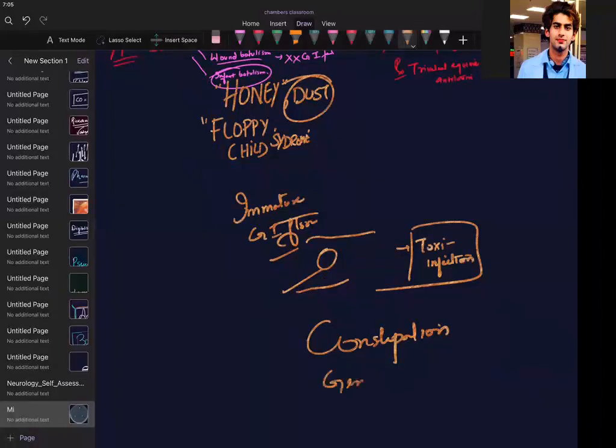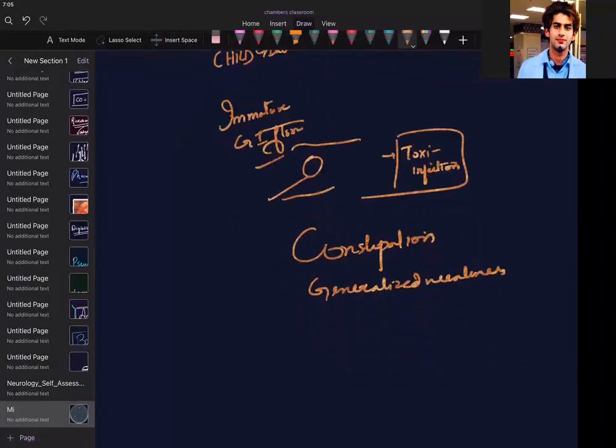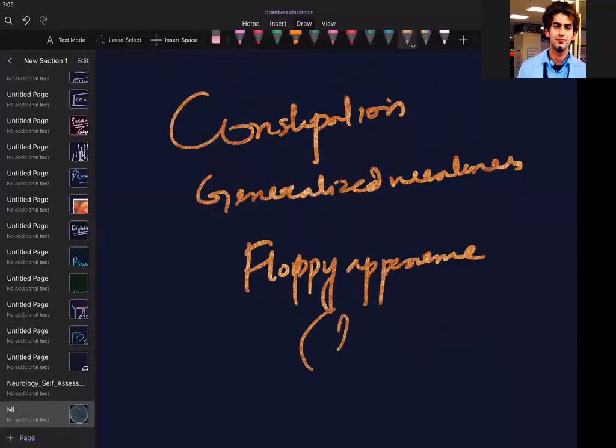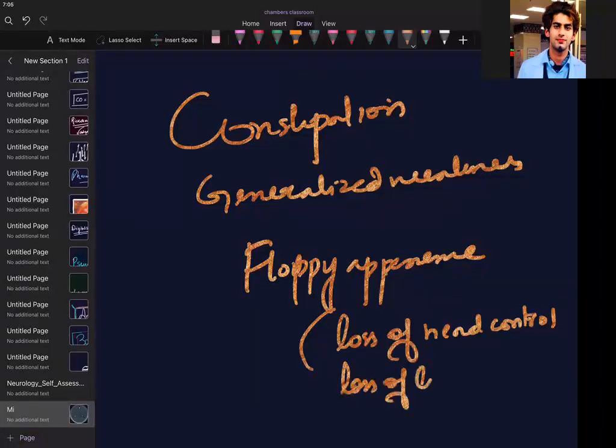Generalized weakness, guys. And he will have a floppy appearance. What is floppy appearance? Let me write 2 words for you to remember. Floppy appearance means he will be having loss of head control and loss of limb control. This is called floppy baby.